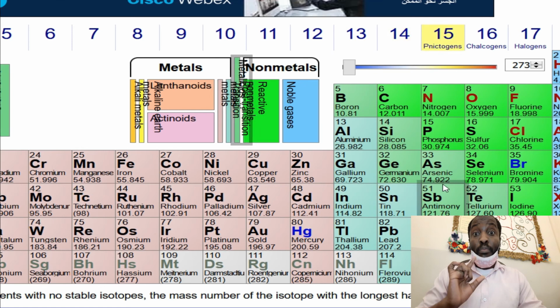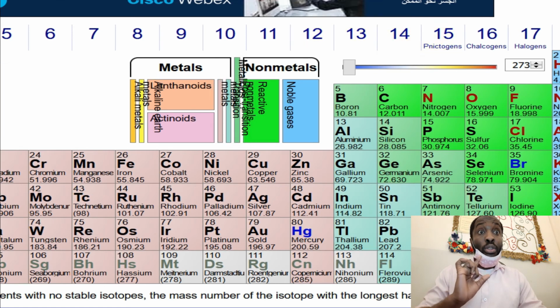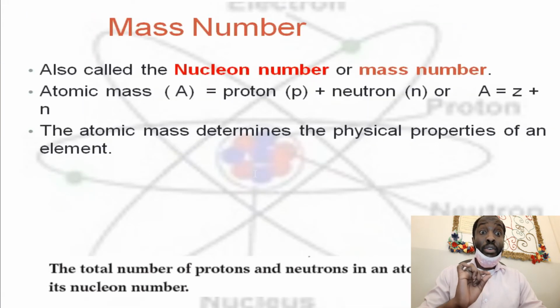But the mass number, or the nucleon number, is usually a whole number and is equal to the proton number plus the neutron number in the atom's nucleus. So take special note, learners. It's quite interesting to know the difference between these two.